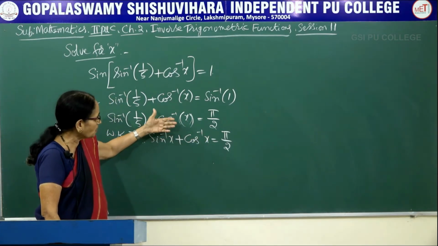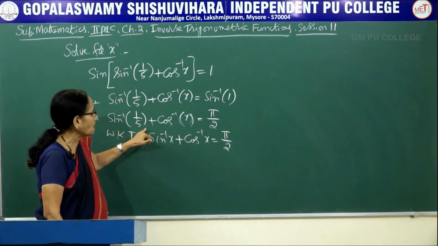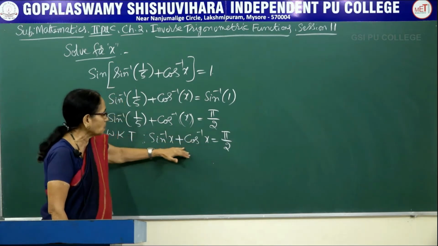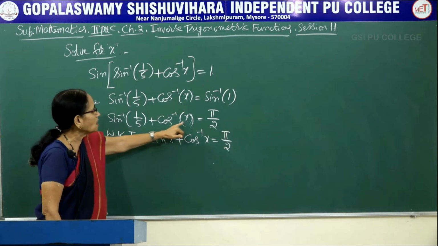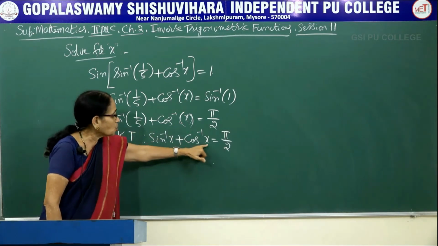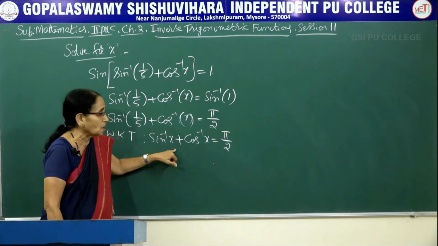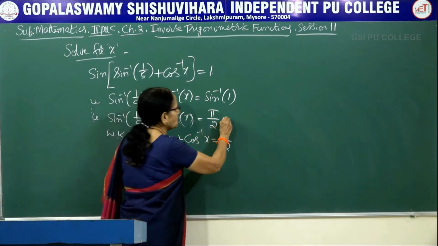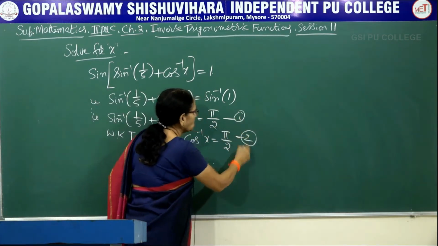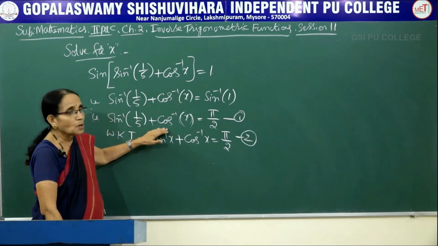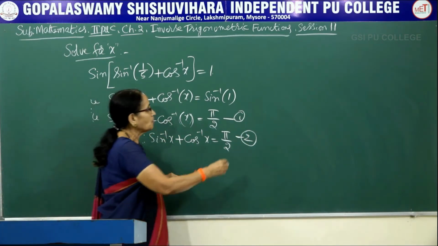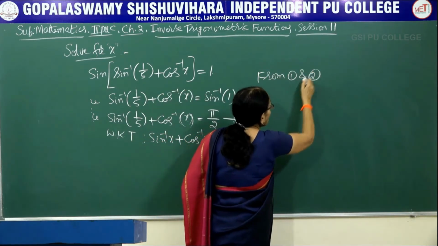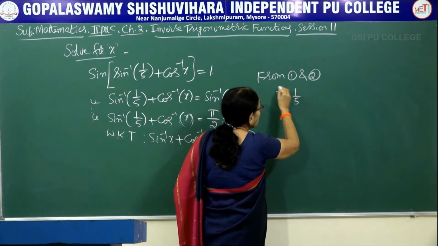Look at this one. Same type of terms we are having: sine inverse 1 by 5, cos inverse x equal to pi by 2. Here also we have pi by 2, here also we have pi by 2. So comparing, you can see that x should have the same value because x should be the same in both the terms. Therefore, here also x should be equal to 1 by 5. You can take this result as 1 and this result as 2. This is what we have got from this particular problem. From 1 and 2, we have x is equal to 1 by 5.